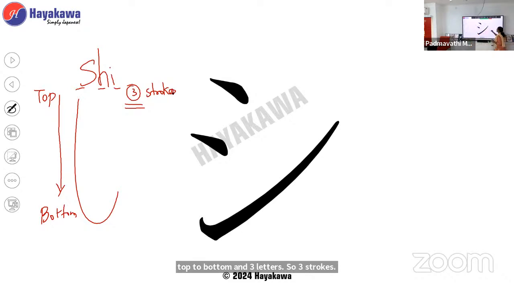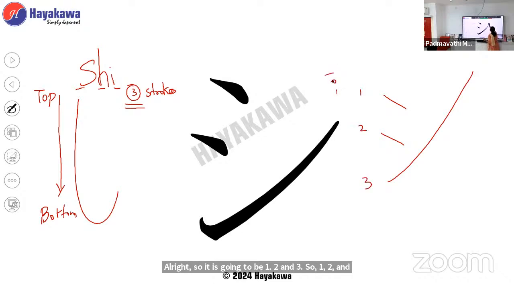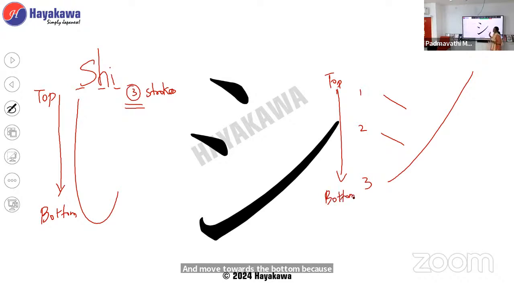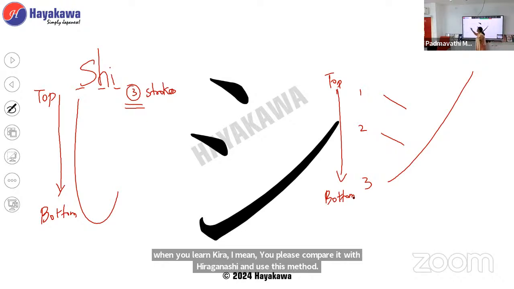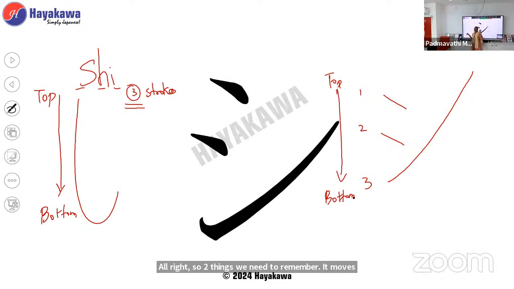All right, so it is going to be one, two, and three. I start from the top and move towards the bottom because there's another font similar to this, so we should not get confused with that font. When you learn katakana shi, please compare it with hiragana shi and use this method. So two things we need to remember: it moves from top to bottom, and SHI has three strokes. So in that case, three strokes here also, moving from top to bottom. One, two, and three.